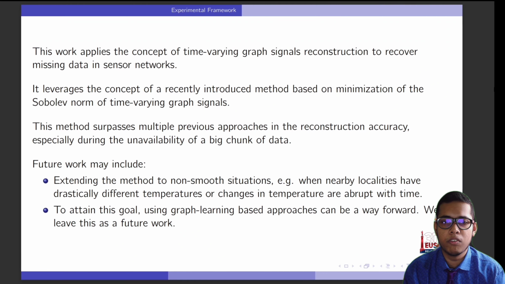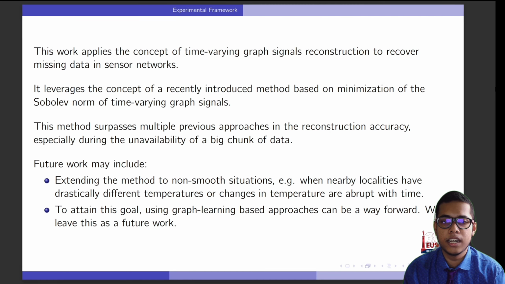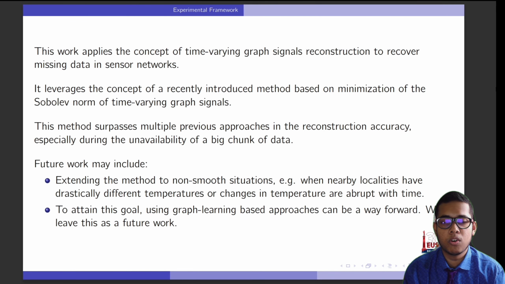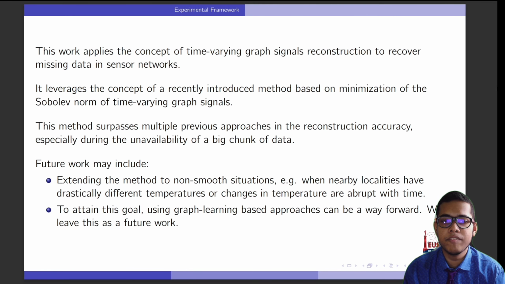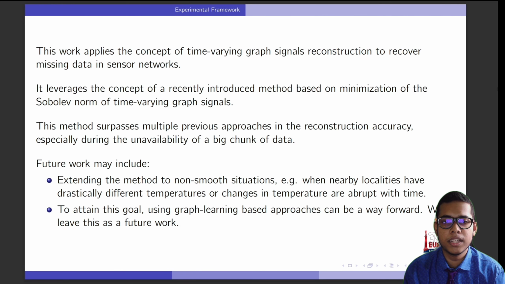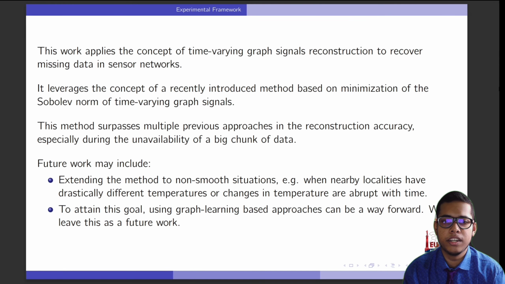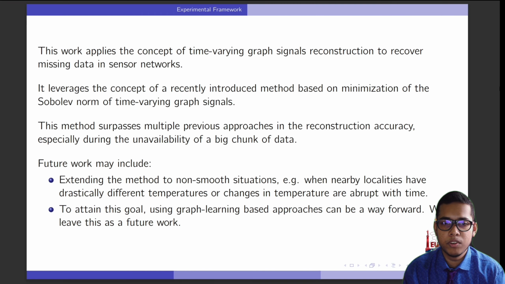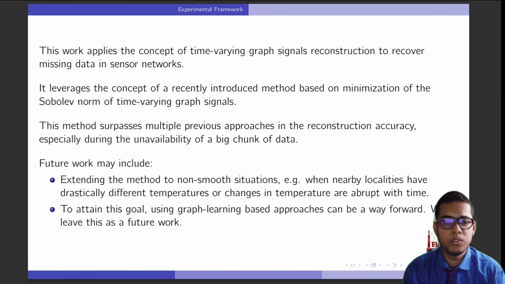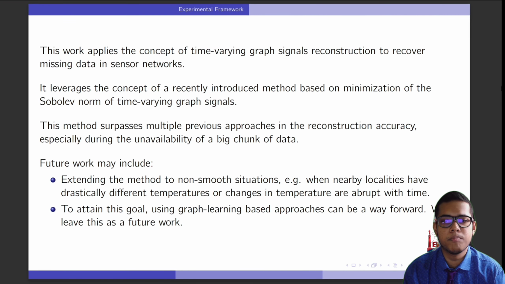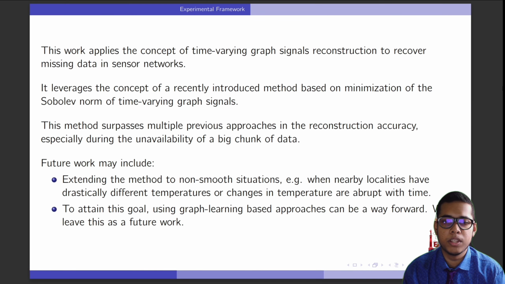Finally, to summarize the whole work, we apply the concept of time-varying graph signal reconstruction to recover missing data in sensor networks. It leverages a recently introduced method based on minimization of the Sobolev norm of time-varying graph signals. This method surpasses multiple previous approaches in reconstruction accuracy, especially when a big chunk of data is unavailable. In future, we can extend the method to include non-smooth situations. Here we mean situations where nearby localities have drastically different temperatures or changes in temperature are abrupt with time. We can apply graph learning based methods to attain this goal.